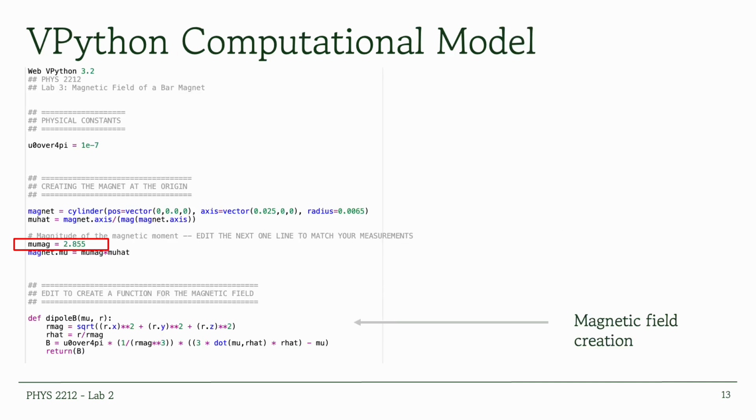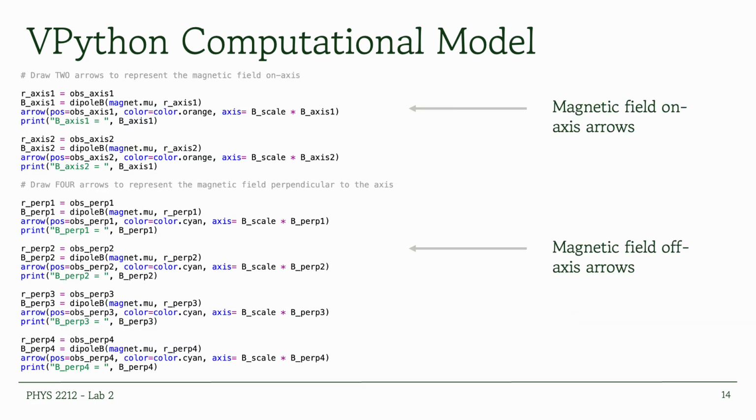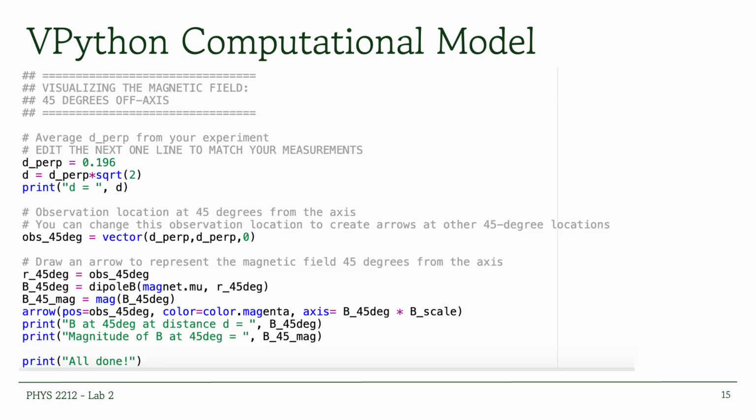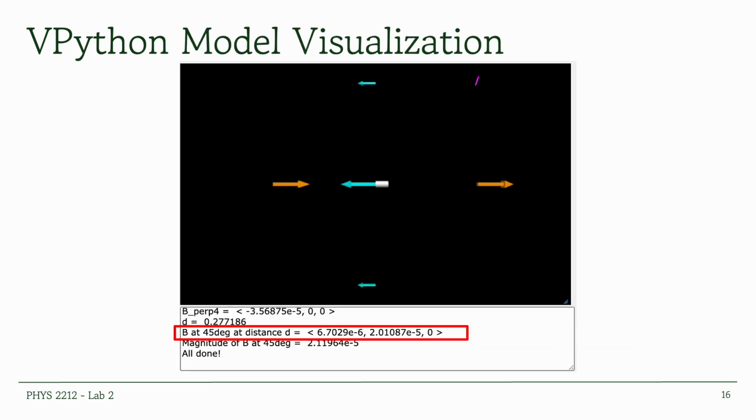So then using that value of mu that was found from the physical experiment, a VPython model was created, where first the magnetic field had to be created by a function, and then both on-axis and off-axis arrows were created for the fields. And then lastly, this plotted the various arrows together, which resulted in this, where the magnetic field was similar to that observed in the lab.